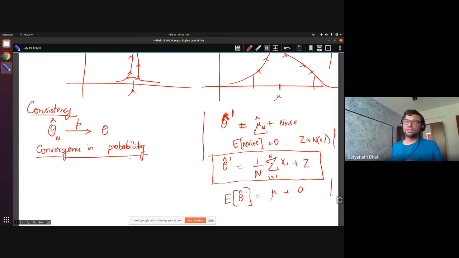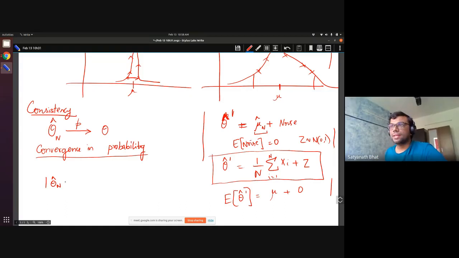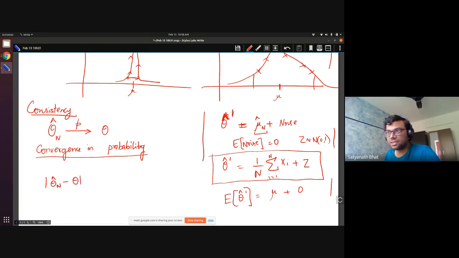Basically, if you look at an estimator for a particular n, theta n hat, and then look at the difference between this and the actual theta: theta n hat is a random variable, right? It is a function of the n samples that you chose. Theta is an unknown parameter, but it's a fixed parameter.